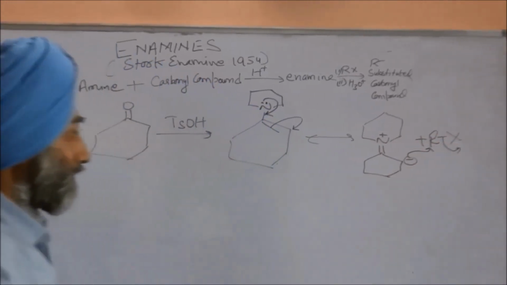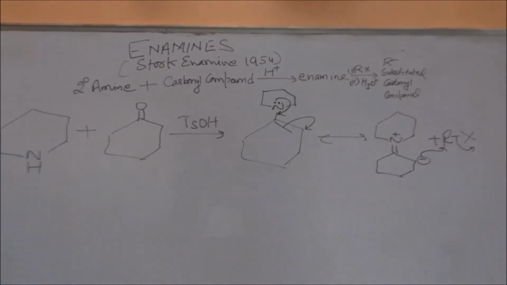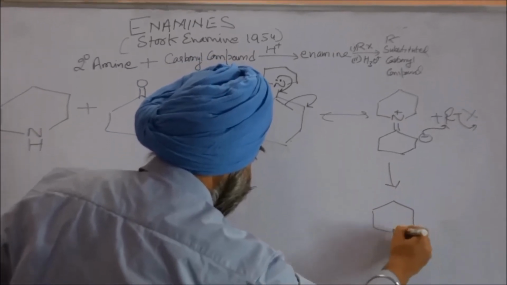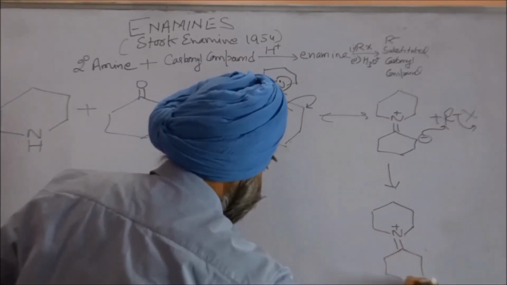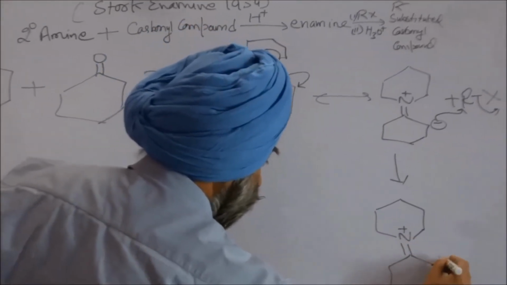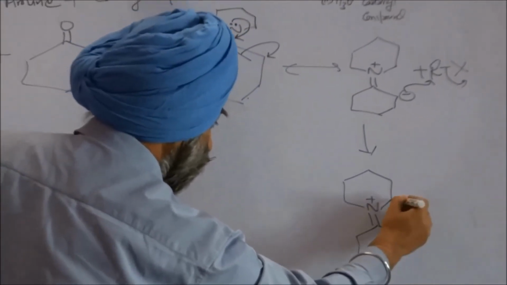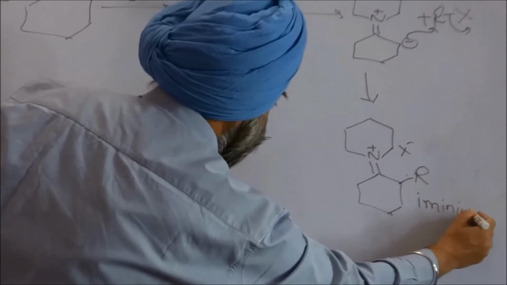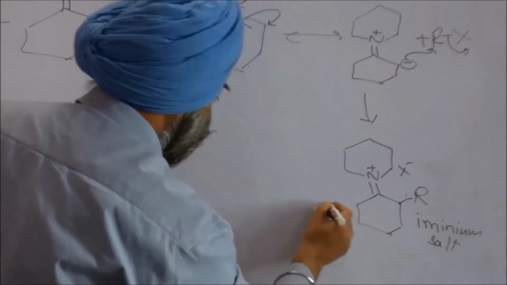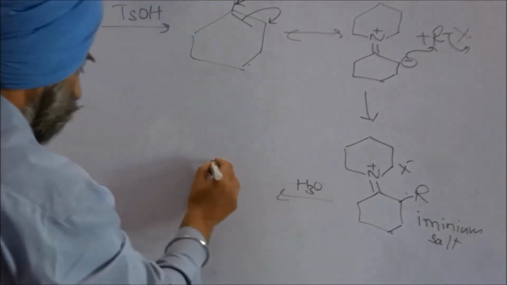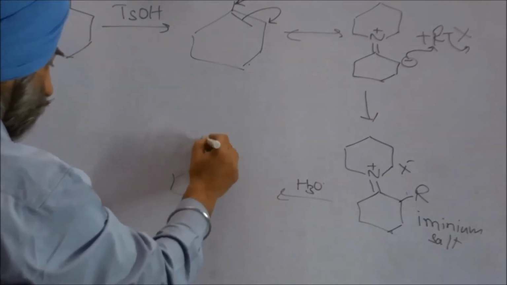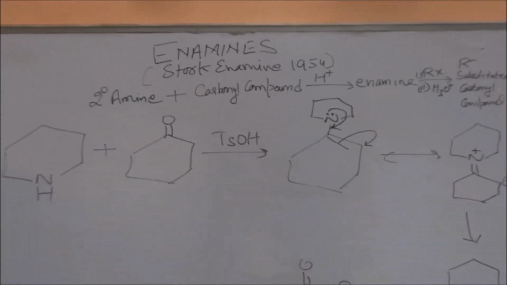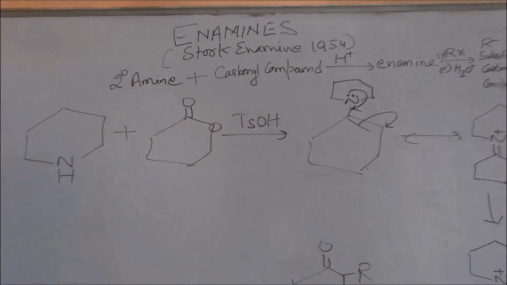This can be used to substitute the desired alkyl halide. When you treat this nucleophile with an alkyl halide, there is SN2 substitution and finally you get this, which is known as an iminium salt, and this on hydrolysis gives us a substituted ketone.